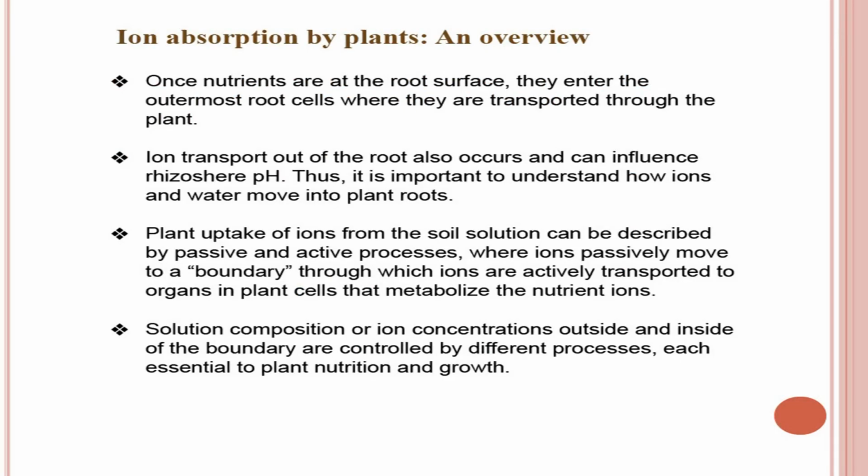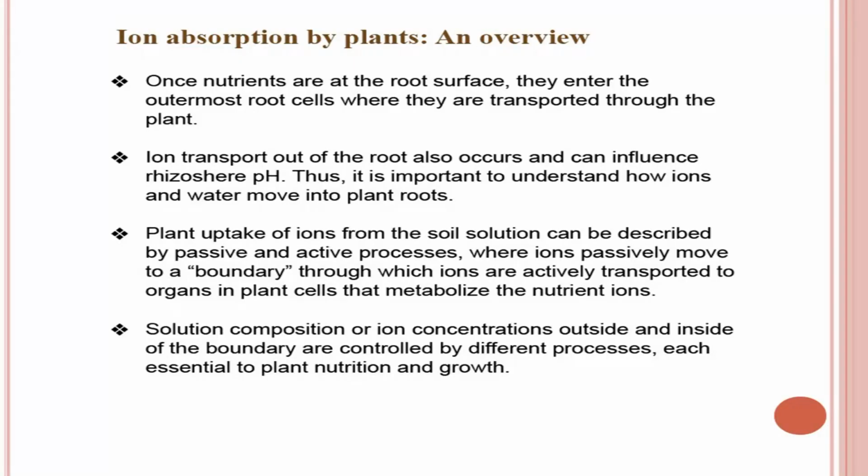Now, let us get introduced to ion absorption by the plant. By 3 processes, root interception, mass flow or diffusion, most of the ions or molecules or substances reach the plant roots. Now, these ions or nutrients want to enter the roots. So, how does this ion absorption or nutrient uptake happen? Now, we will discuss this subject: ion absorption by plants, an overview.